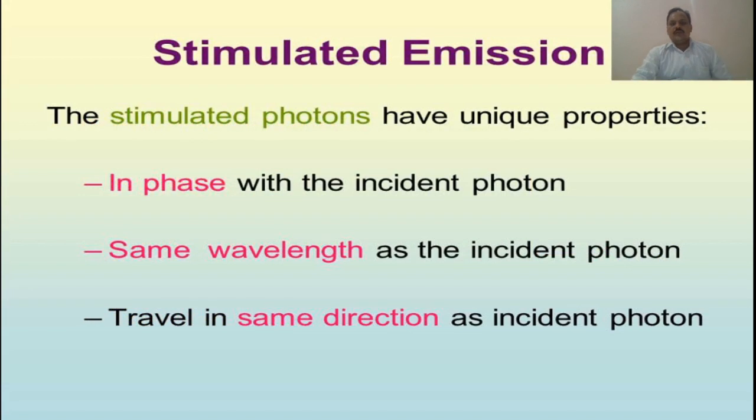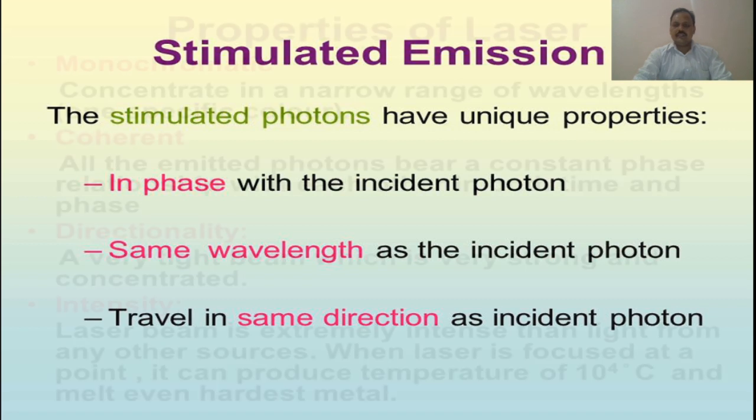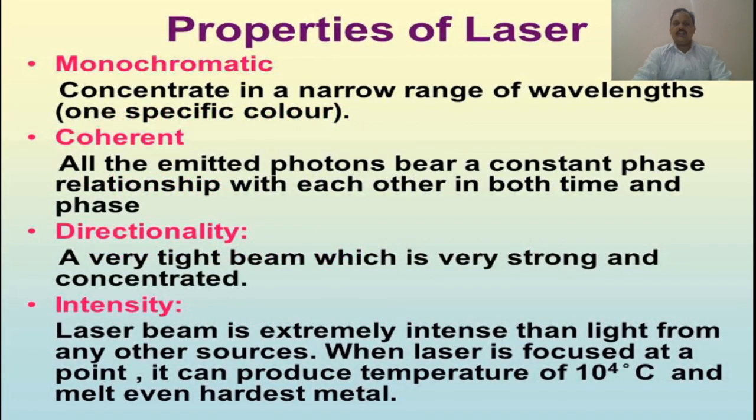Now when atoms in an excited state emit energy and come to the ground state, this emitted energy is in phase with the incident photon, has the same wavelength as the incident photon, and travels in the same direction as the incident photon. These are the very important properties of laser, which are called monochromatic, coherent, directionality, and intensity.